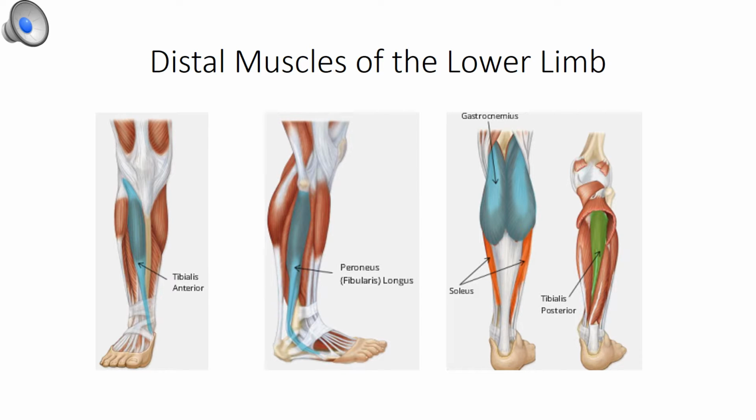The distal muscles of the lower limb are presented on these three images. The tibialis anterior, which is presented in the first image, extends the foot, which is called dorsiflexion. The peroneus longus, which is the fibularis, everts the foot, and the other three are responsible for flexion of the foot, which is called plantar flexion.